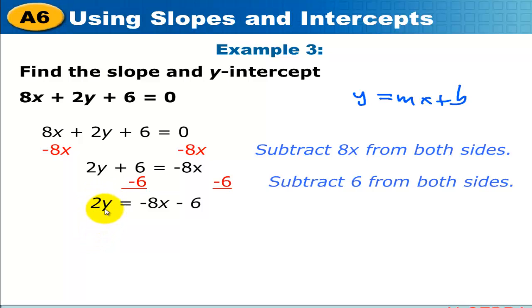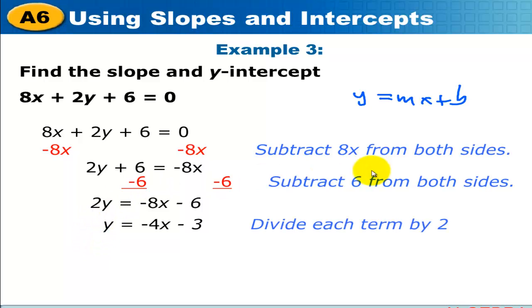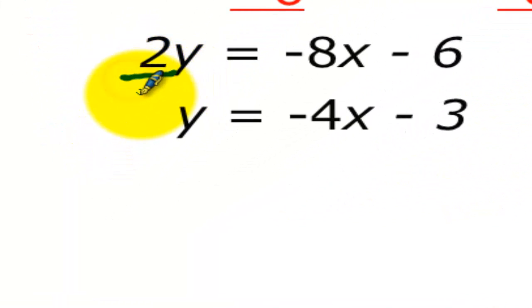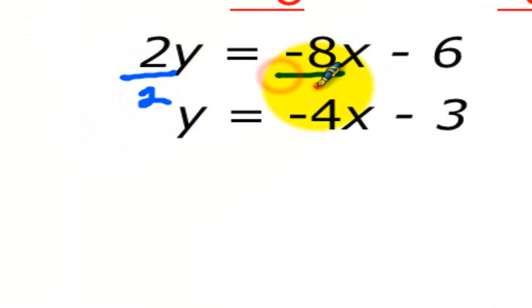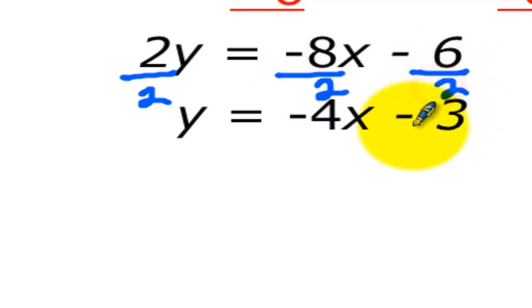Now, y has not been isolated. We need to isolate y. I don't need my coefficient 2 here. Note that this is multiplication. The opposite of multiplication is division. So using our division property, I will have y equals negative 4x minus 3. So we just divided this by 2, divide this by 2, divide this by 2. You'll be able to get negative 4x. Negative 6 divided by 2 is equal to negative 3.